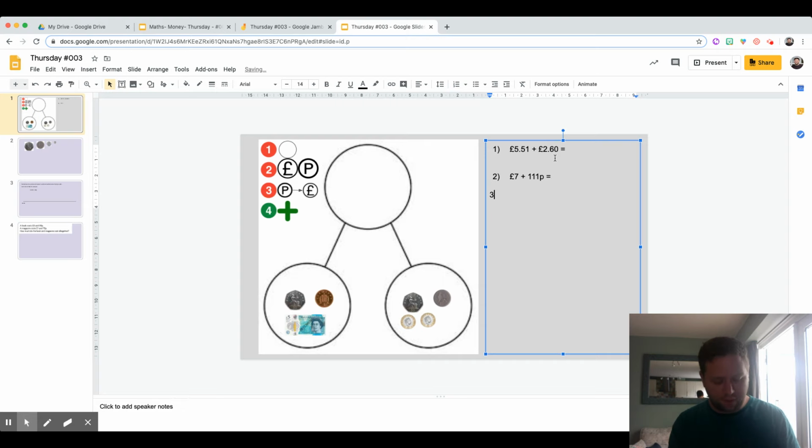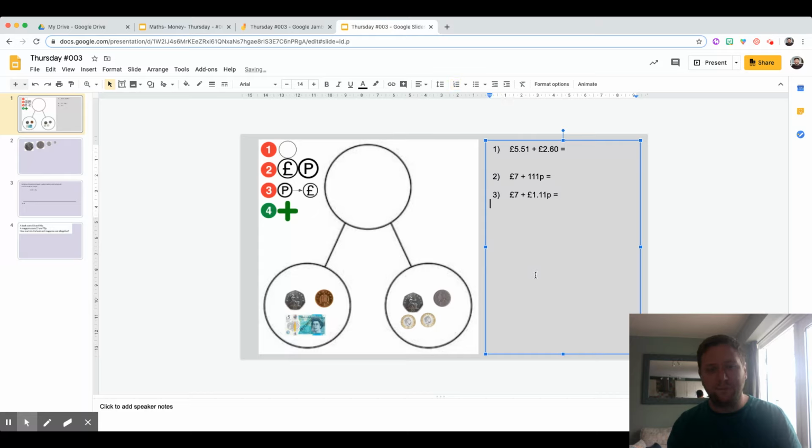Okay, step 3 is now I'm going to convert the pence into pounds. So I've still got that £7. I can't convert £7 into £7, same thing. But I am going to convert this 111 pence into pounds. So I know there's 100 pennies in £1, so I know I can take 100 out and convert that to £1, and I'd have 11 pennies left. So I've got £1 and 11p there.